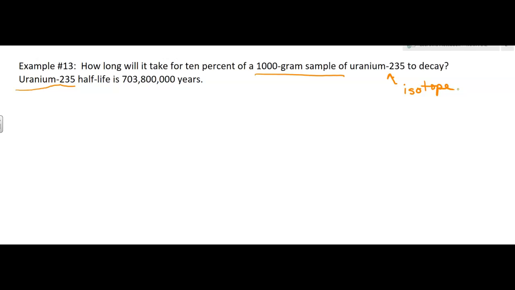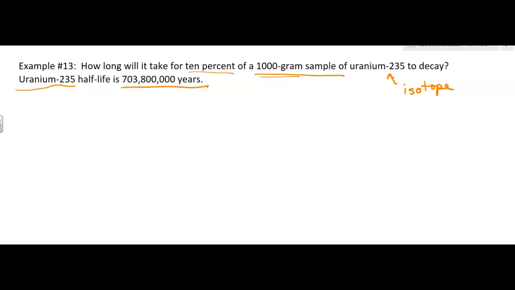So uranium-235 has a half-life of that many years. So 703 million, 800,000. 703,800,000 years. Okay, well, still a long time. That's how long it takes to decay to half the amount. Okay, so let's see. We want to know how long it's going to take for 10% of this to decay.